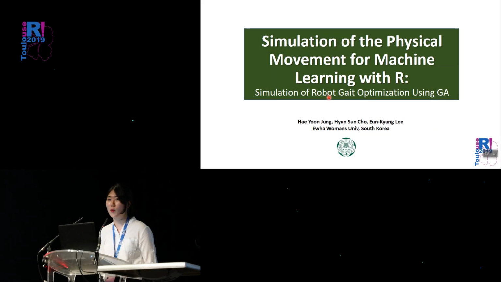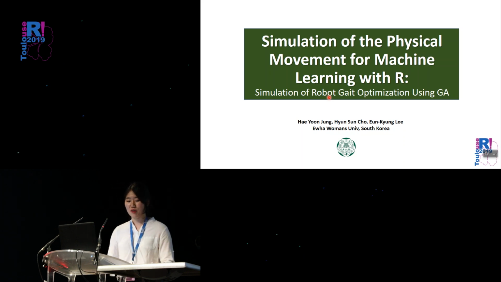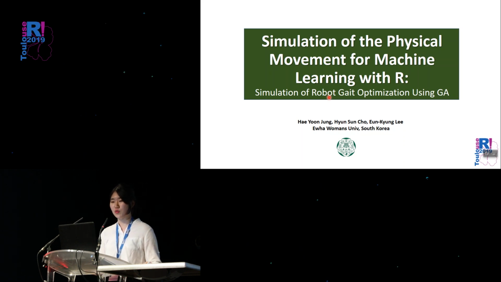Today, I want to talk about simulation of physical movement for machine learning with R. Simulation of robot gait optimization using GA. I am Yoon Jung, and we study statistics at Ewha Women University in South Korea. We were interested in physical simulation while studying calculation algorithm. So we started this project, and before beginning the talk, I inform you that we are not physics experts.